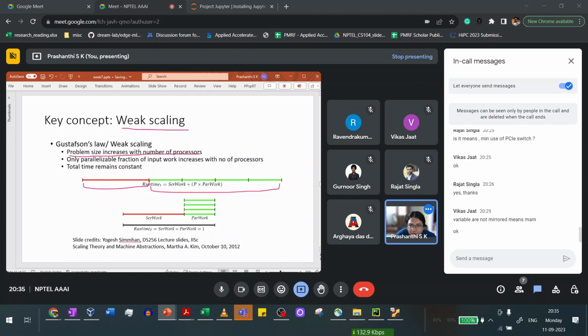Because of that, what happens many times is that the parallel work grows, but the serial fraction remains the same. And because of this phenomenon, I can take this extra parallel work that comes with the increase in problem size and parallelize it. So you can see here that there is P into parallel work. I can simply parallelize this part, and as long as the serial part remains the same, your runtime will essentially look the same, right? So the total time remains constant.